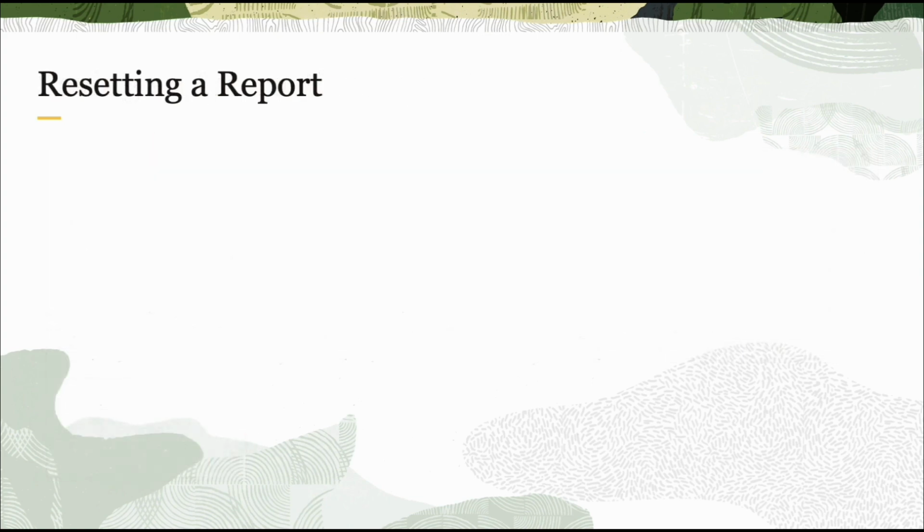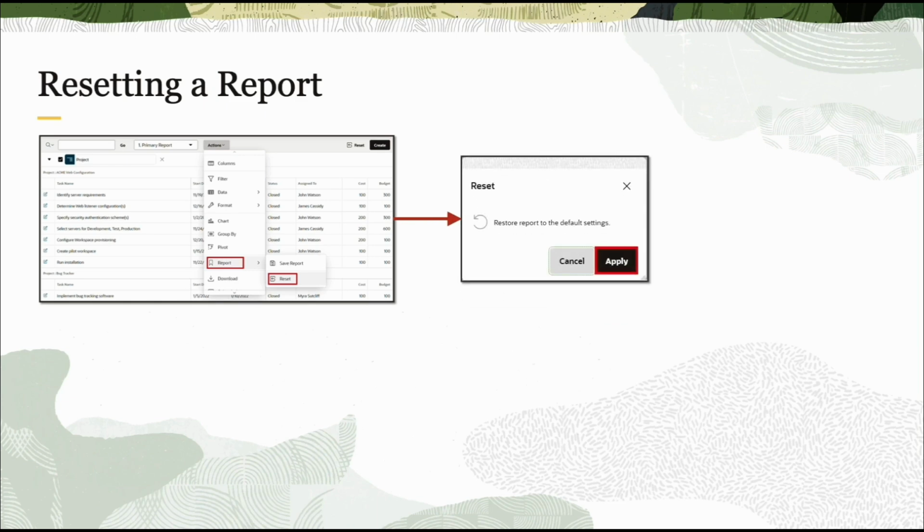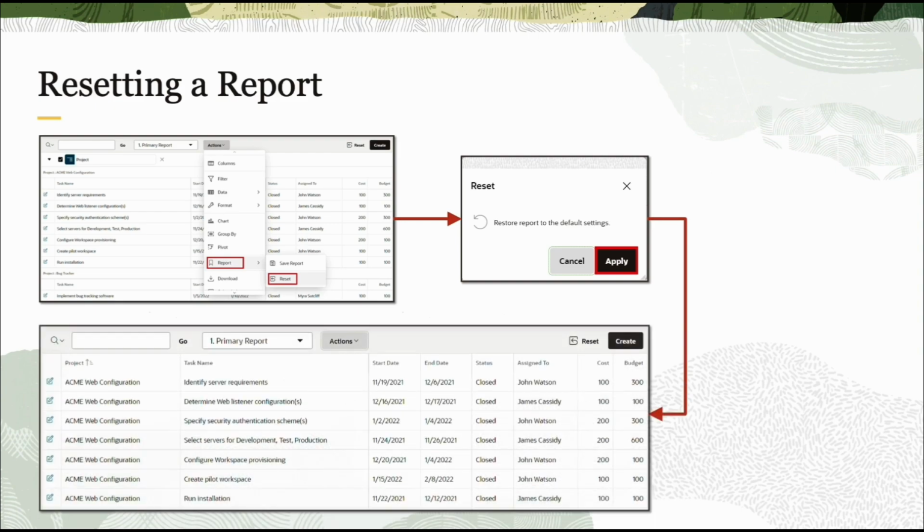End users can also reset a report back to the default settings. Resetting a report removes any customizations you have made. To reset a report, go to the Actions menu and expand the Report submenu. There you can find the reset option. You can then click on Apply to reset the report to default settings.